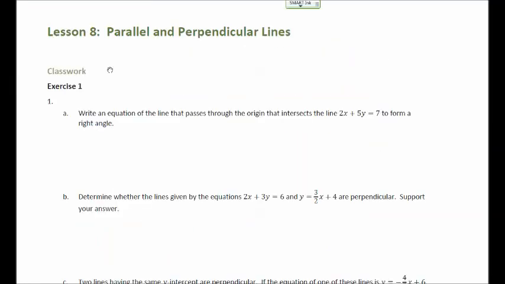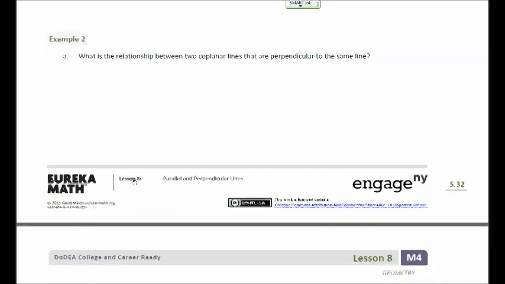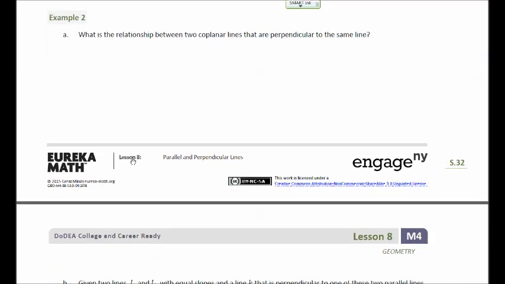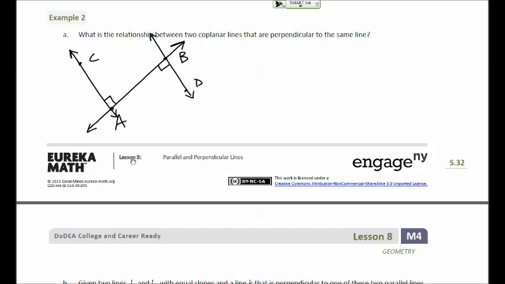We are in lesson 8 of your student materials, and we'll start down here with example 2. And the question is, what is the relationship between coplanar lines that are perpendicular to the same line? So I want you to sketch this graph in your student materials. All right, line AB is perpendicular to both line AC and line BD.